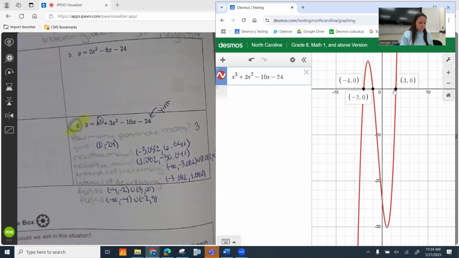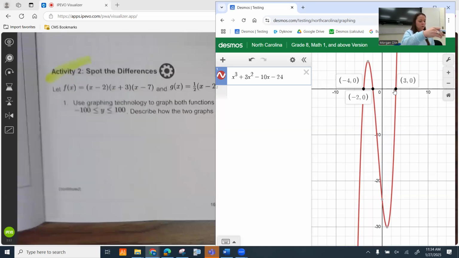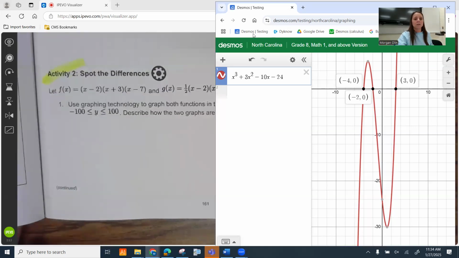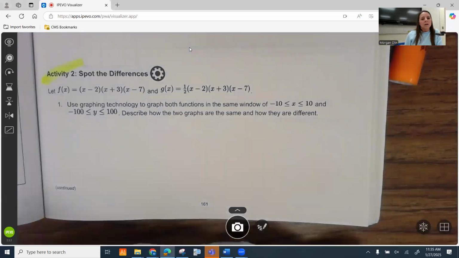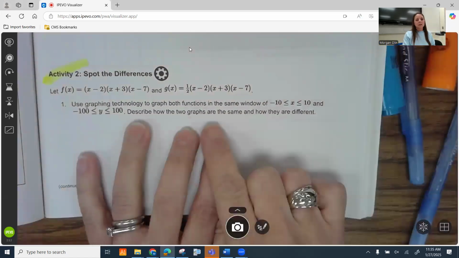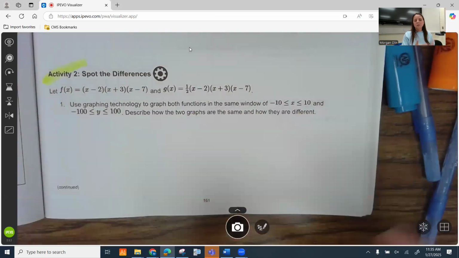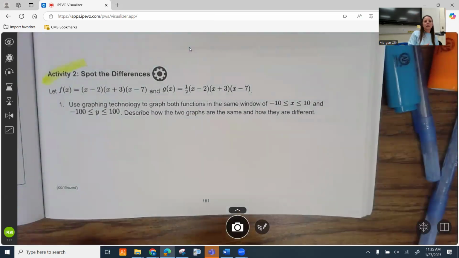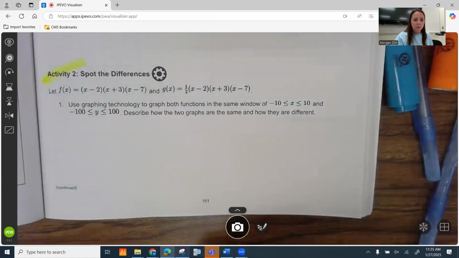All right. So let's switch over to page 161 and we want to look at activity 2 down here. Now, let's look at these graphs right here. Using technology to graph both these functions, you can graph them in the same window, -10 to 10 and -100 to 100. Okay, how are they the same and how are they different?